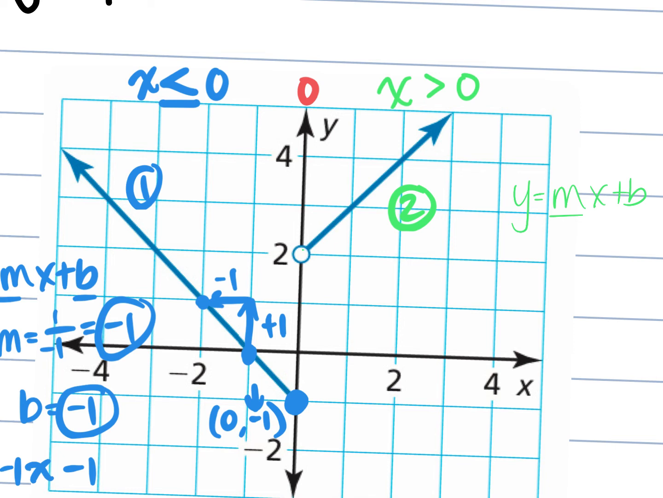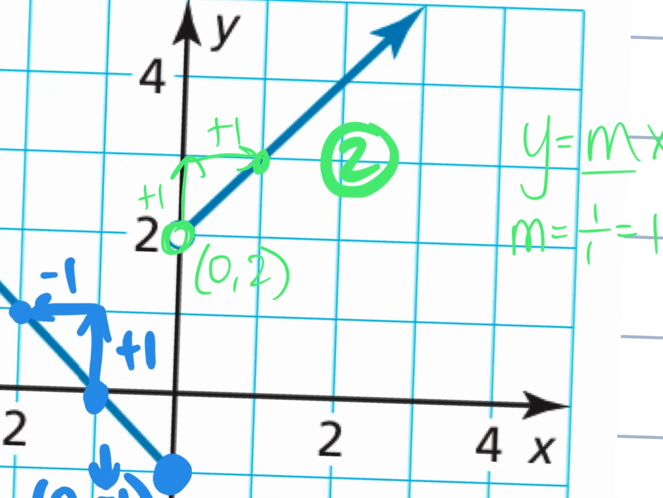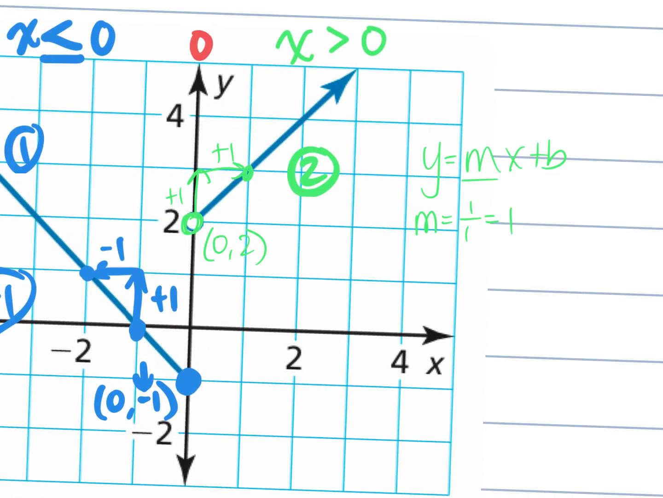Find your m. Pick 2 points. Let's pick this one. Let's pick this one. To go from one to the other, you go up 1 unit, so plus 1, and you're moving to the right one. So plus 1 over plus 1. So my m is 1 over 1, which is just 1. Now my y-intercept is this point right here. It's (0, 2). Okay, so my y-intercept is (0, 2). That's 2 then, so b equals 2.